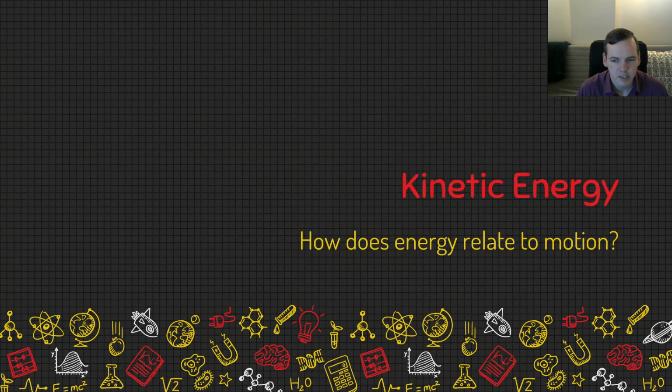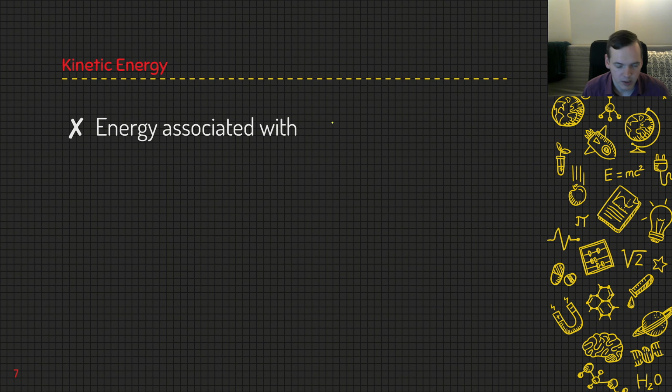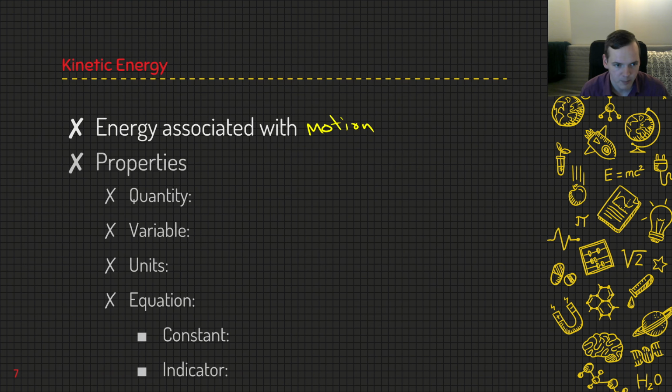Let's take a few minutes here to introduce the idea of kinetic energy, and this is the energy that's related to motion. So first of all, kinetic energy is the energy that is associated with the motion of an object. And these are the following properties of that kinetic energy, things to know about it in terms of physics.